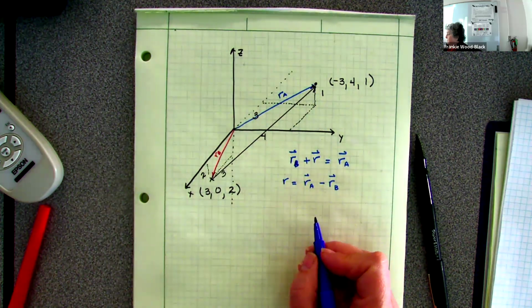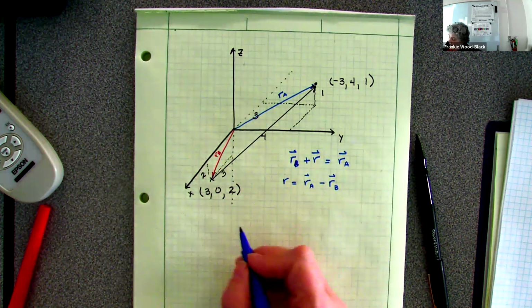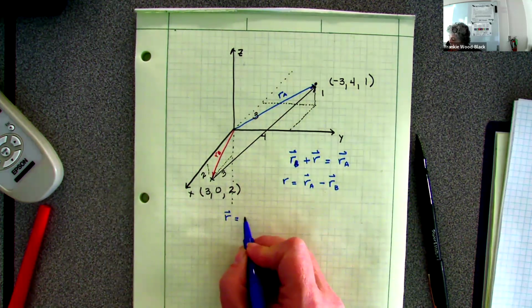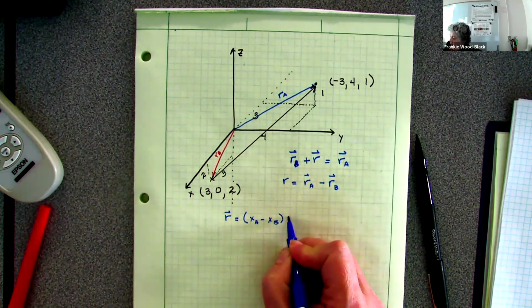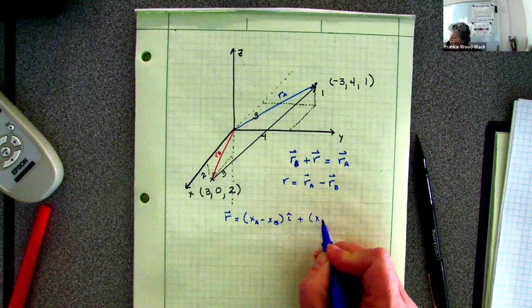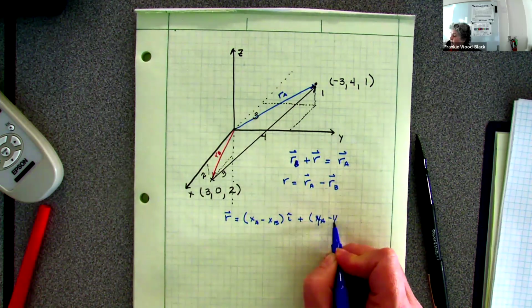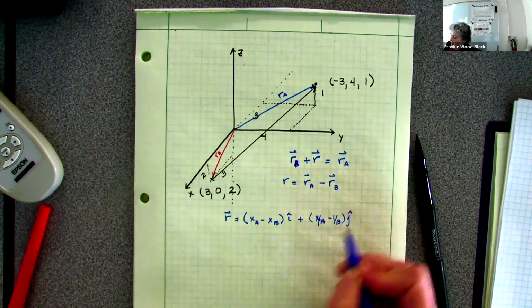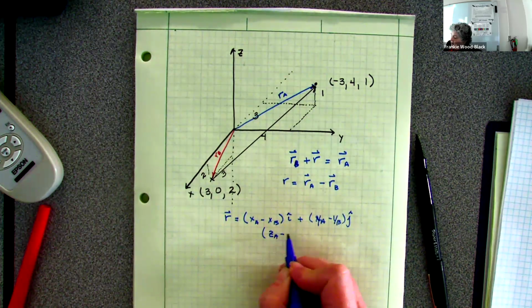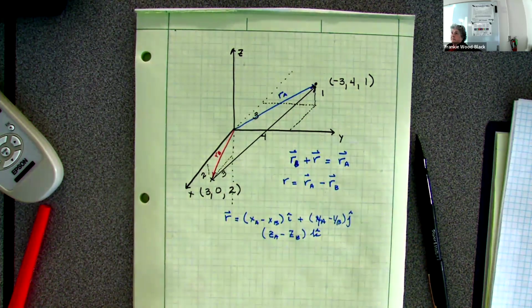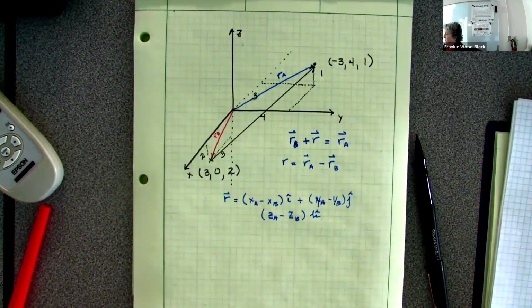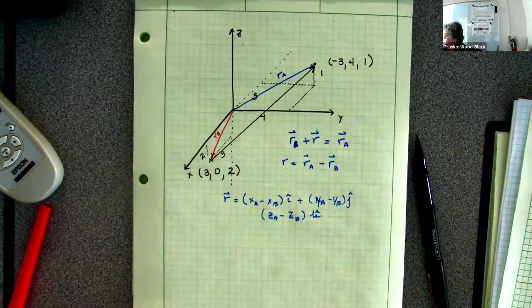Now we can go through and do the mathematics, right? R now becomes XA minus XB in the I direction plus YA minus YB in the J direction plus ZA minus ZB in the K direction. And it's something we've seen before, right? We've done these before. So we can actually do that calculation.